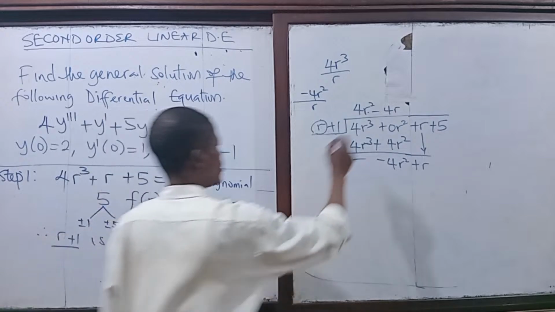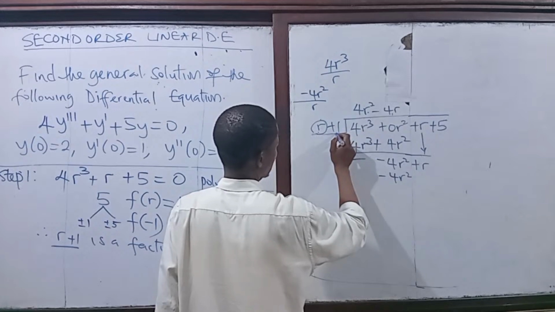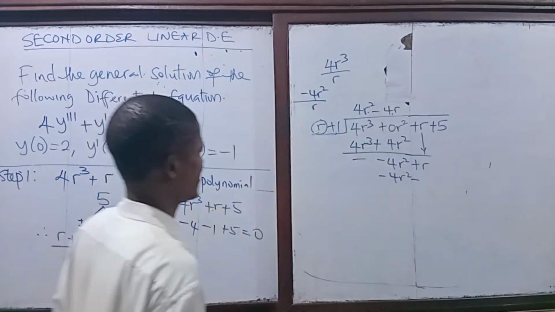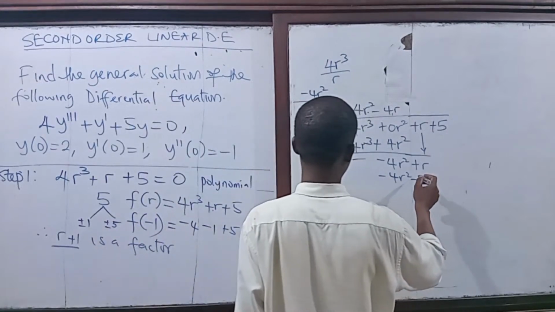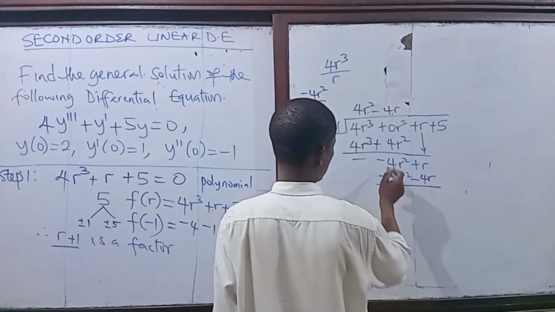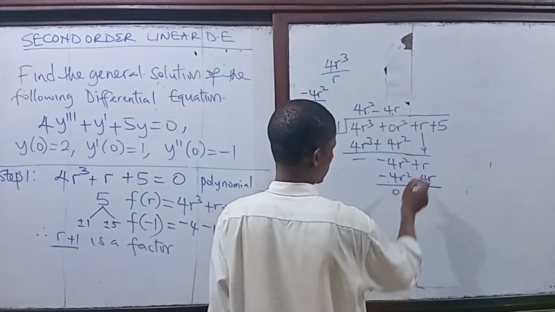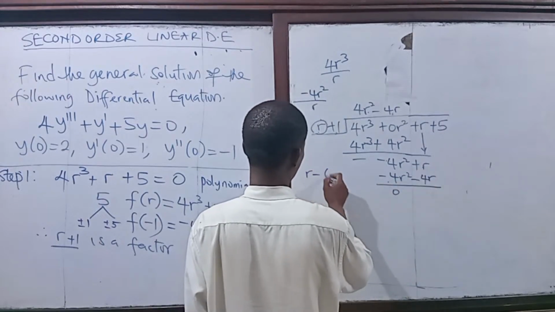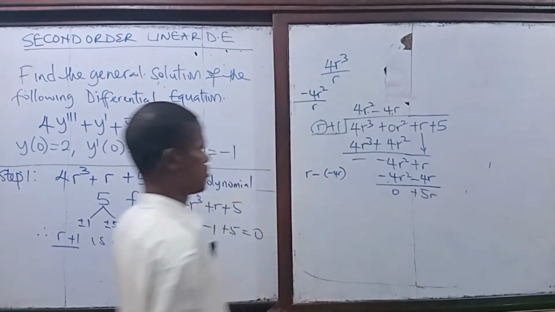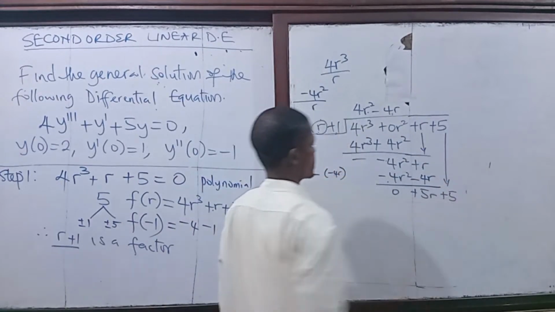Do the multiplication. Minus 4r times r gives minus 4r squared, and minus 4r times plus 1 gives minus 4r. Do your subtraction: minus 4r squared minus minus 4r squared is 0, and r minus minus 4r is plus 5r. Then you bring down the next one, which is plus 5.